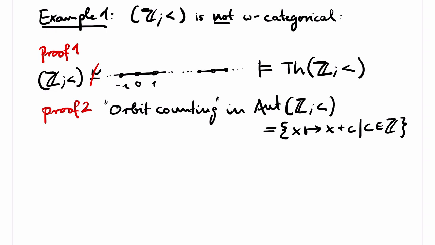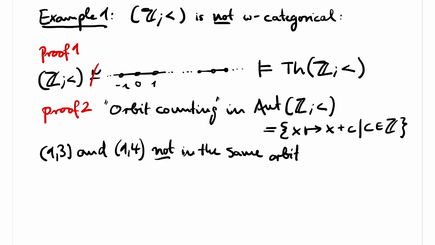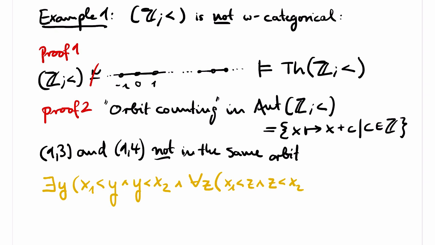So let's have a look at n equals 2. Let's count the number of orbits of pairs. For example, let's have a look at the pair 1, 3 and the pair 1, 4. I claim that these pairs do not lie in the same orbit. To see this, consider the formula: there exists y, which is strictly larger than x1 and strictly smaller than x2. And there exists only one such element. This can be said by a first-order formula. We require that every z, which lies strictly between x1 and x2, must be equal to y.